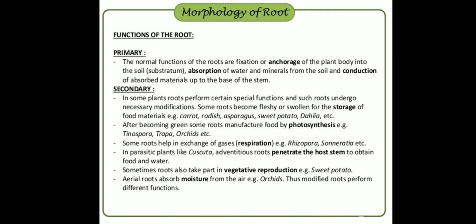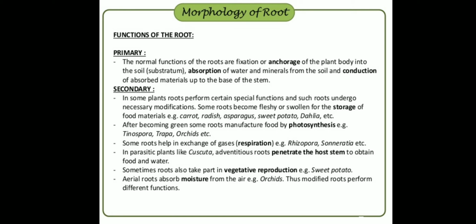Such roots undergo necessary modifications. Some roots become fleshy or swollen for the storage of food materials, for example carrot, radish, asparagus, sweet potato, dahlia, etc. These are the modified roots, modified for the function of storage. And after becoming green, some roots manufacture food by photosynthesis, for example Tinospora, orchids, etc.